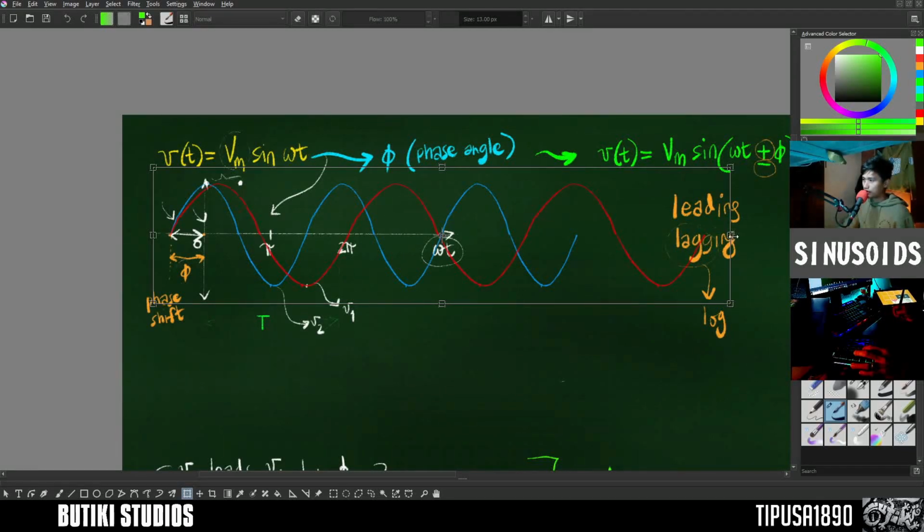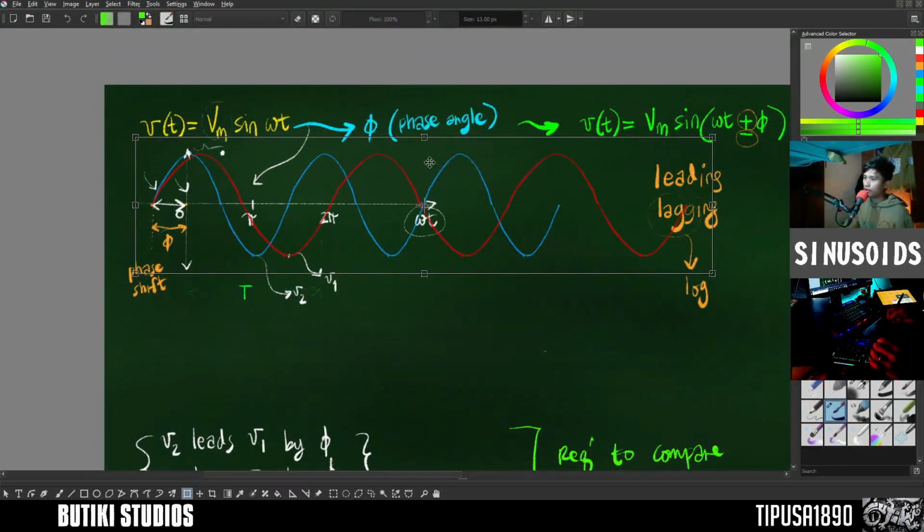So now, since we stretched it, they don't have the same frequency. So you cannot compare these two waves. We cannot say that the blue wave leads the red wave or that the red wave leads the blue wave. We cannot compare them because their amplitudes do not coincide. There is no basis.